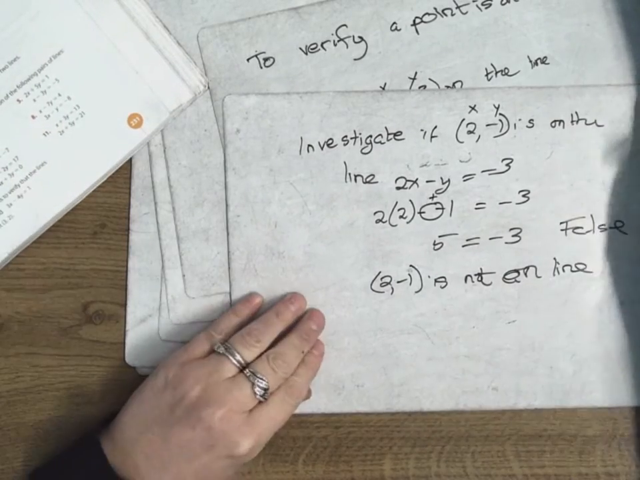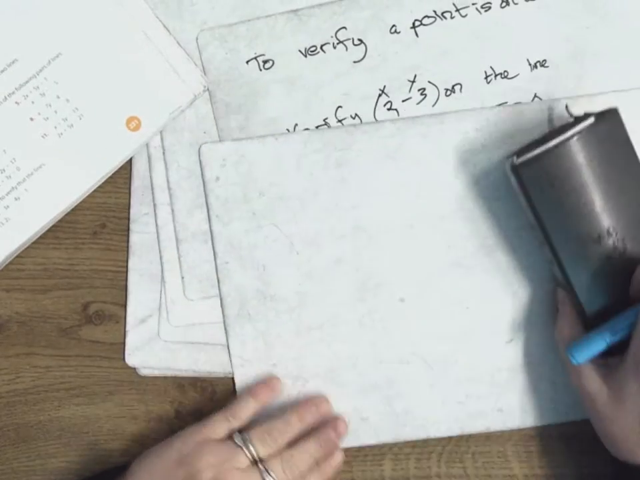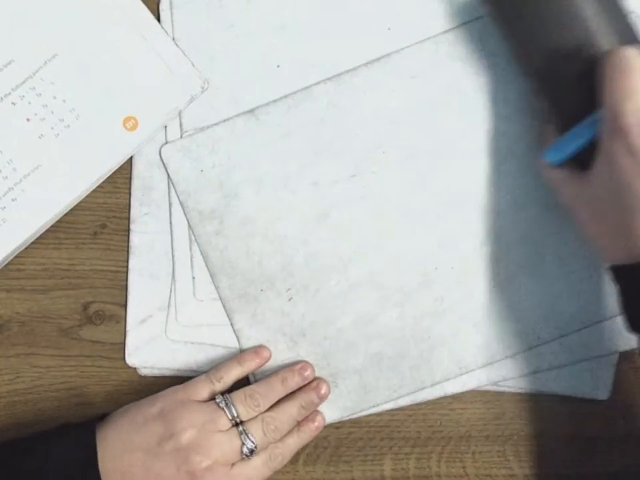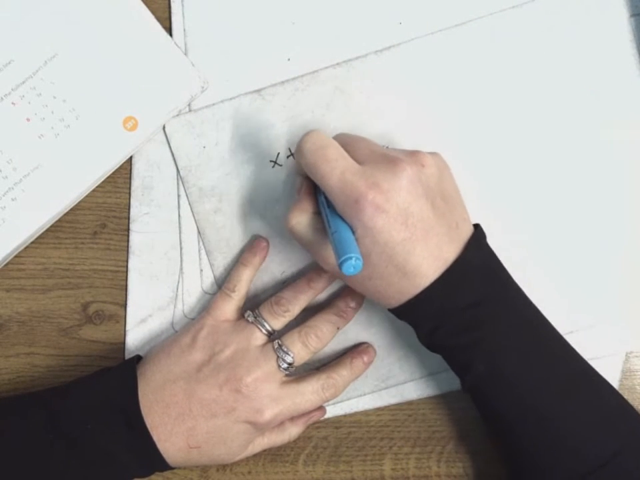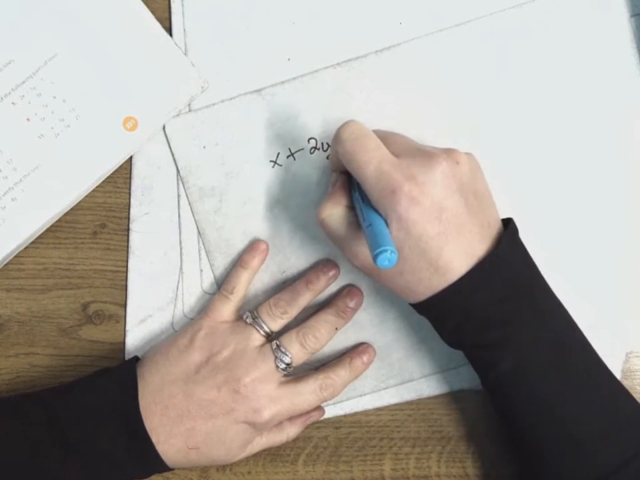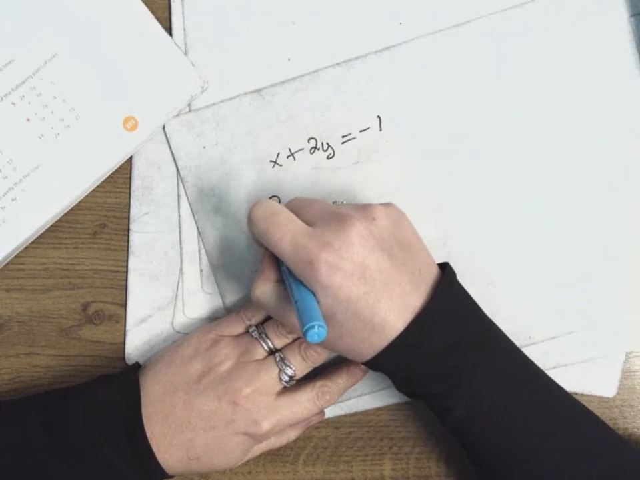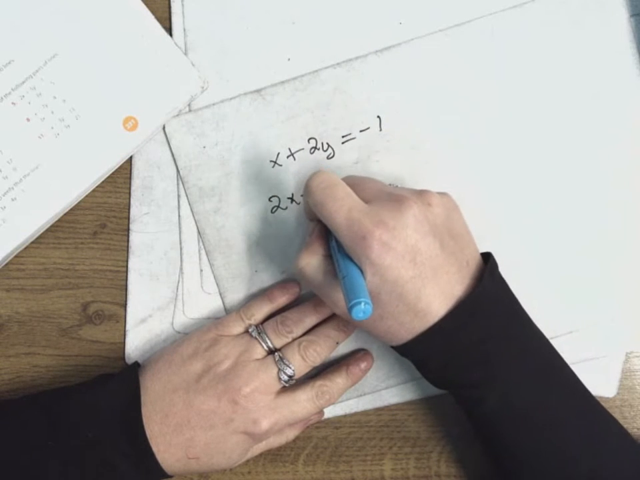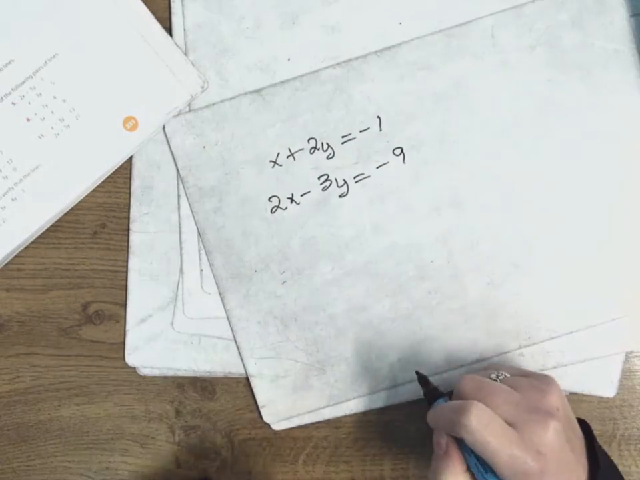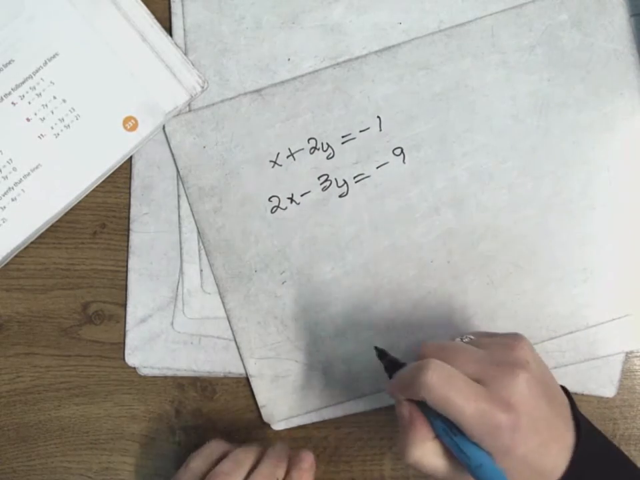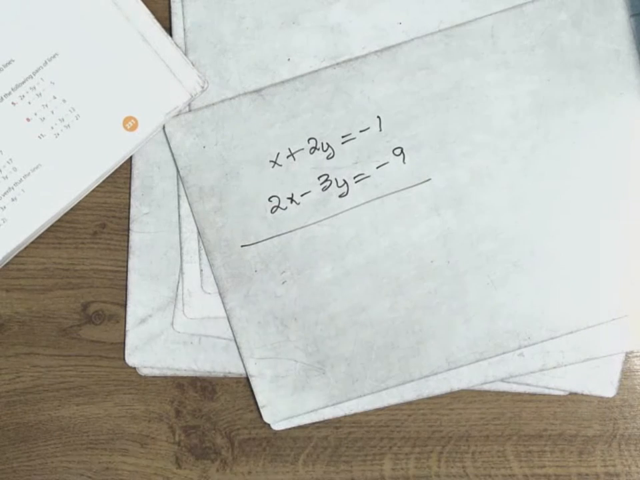Intersection of 2 points, of 2 lines. Okay, we've done this already. If I ask you where do the lines x plus 2y equals minus 1, and another line is 2x minus 3y equals minus 9, where do those 2 lines intersect? What would you do? You would do simultaneous equations, so off you go, do simultaneous equations.